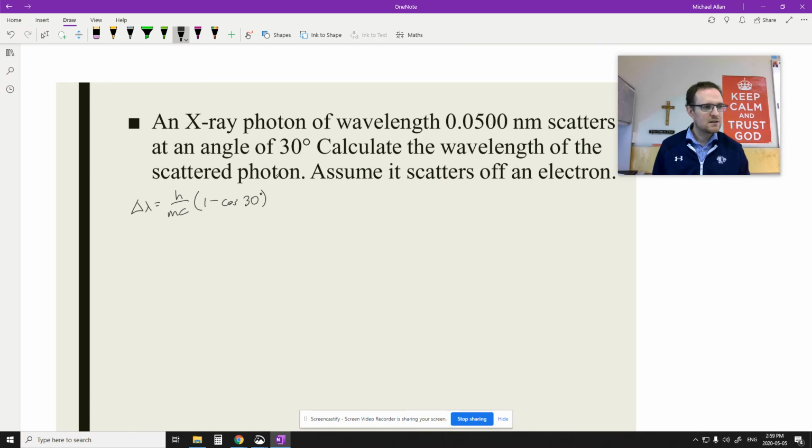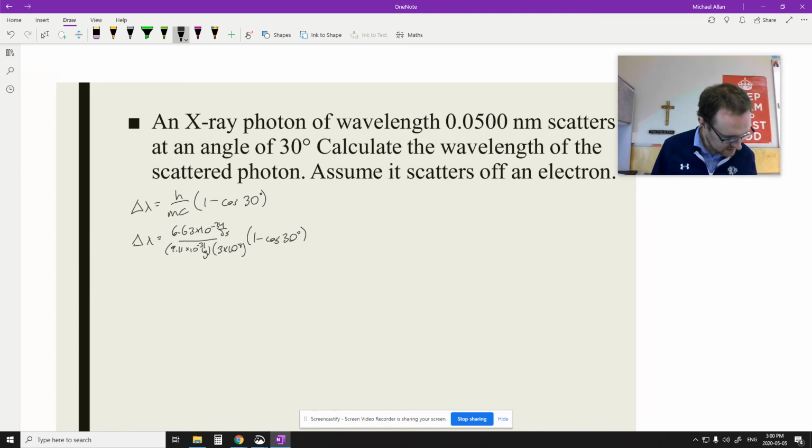Okay. So let's plug our numbers in there. So we're going to use the 6.63 number still, joule seconds. We're still going to use the mass of an electron. It says there, assume it scatters off the mass of an electron, but if they don't tell you, just assume it does. That's part of the X-ray scattering that Compton did. He always did it with electrons, or made the assumption that it hit electrons. And 30 degrees.